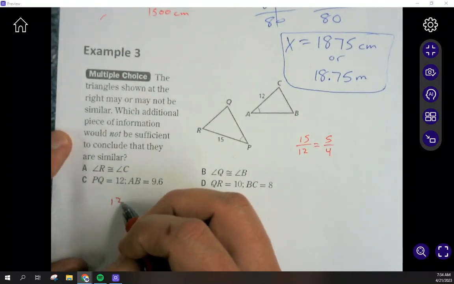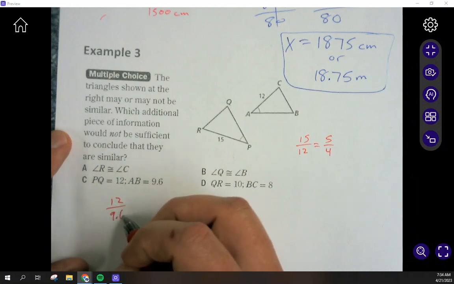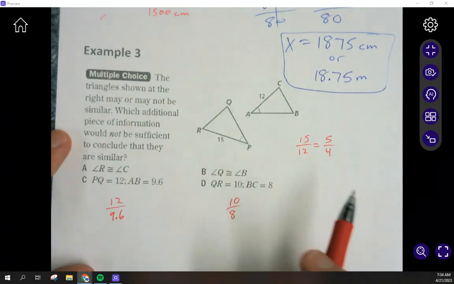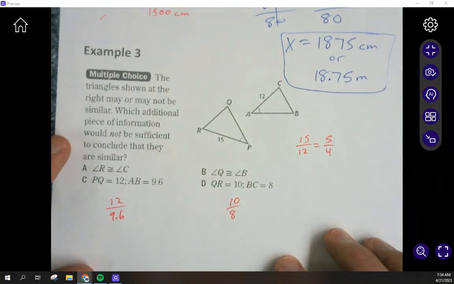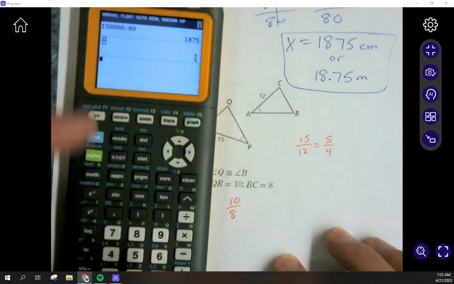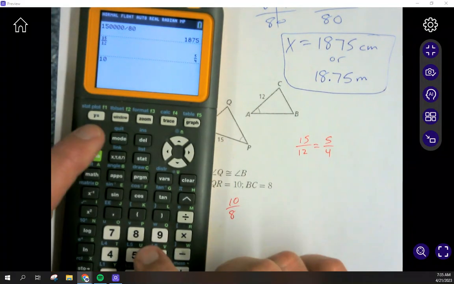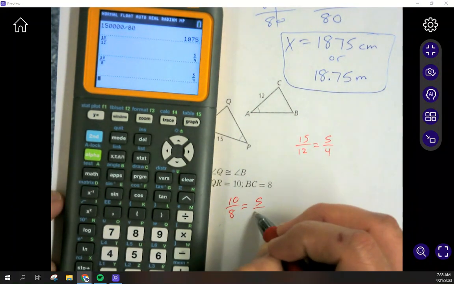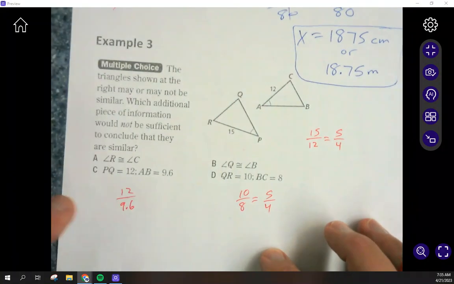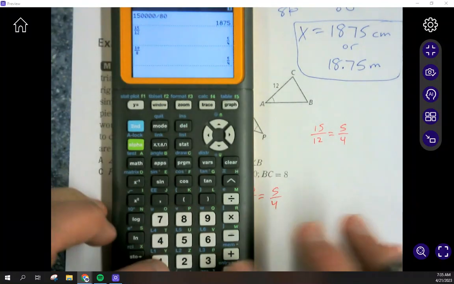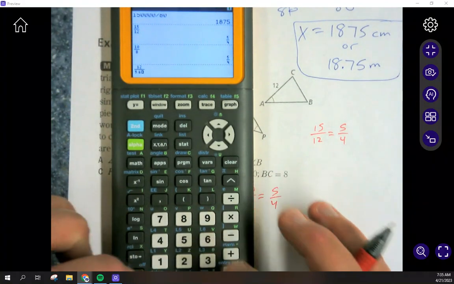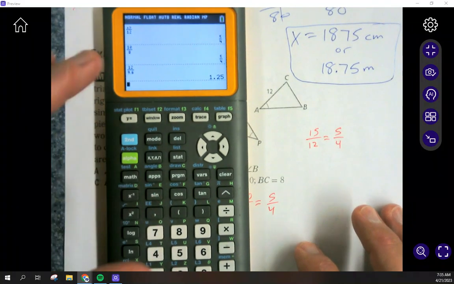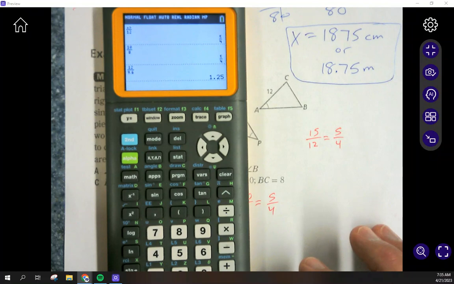And so if I compare 12 to 9.6, before I even worry about where they're at here, I might as well check and make sure they're in the same ratio, because if they're not, then it's not enough information to prove that they're similar. So we'll start here. 10 over 8 is 5 over 4. So that one would be good. And then this one right here, what happens when we do 12 over 9.6? Well, when you put a fraction into the calculator with the decimal in it, it's going to give you a decimal answer, which is fine.